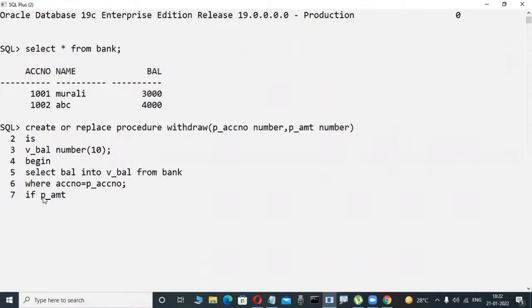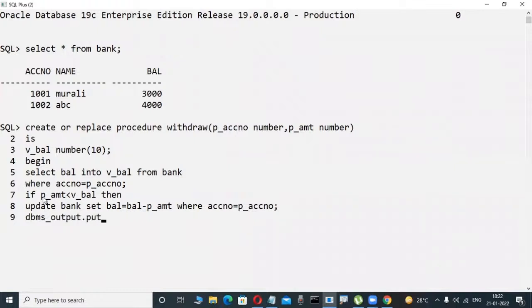Suppose here, logically observe, not the coding: if that amount is less than the available balance, then I want to affect that in the database. Update table name, set balance equal to balance minus p_amount. Something is there, where coding is there. Okay, fine. Now check it out.